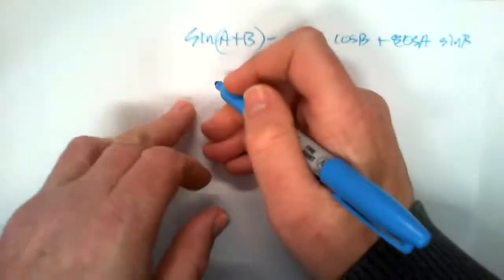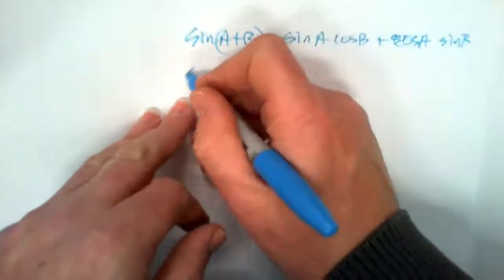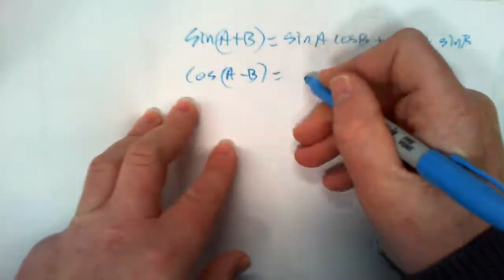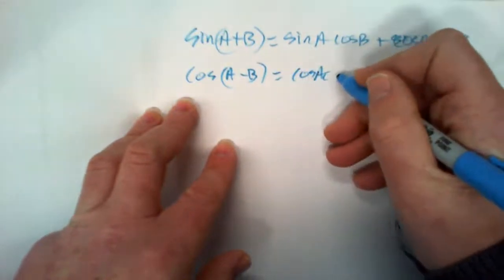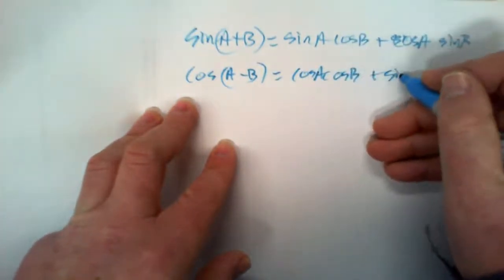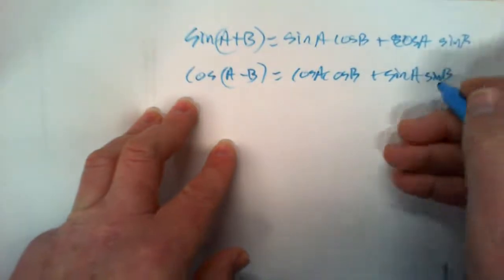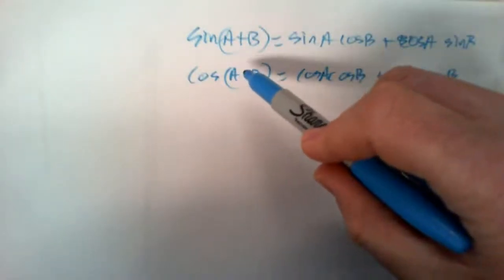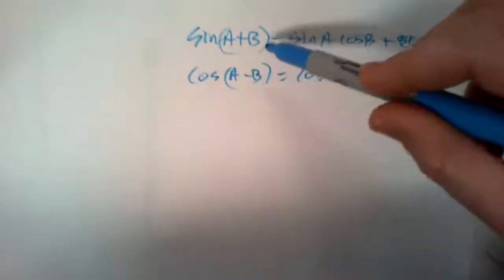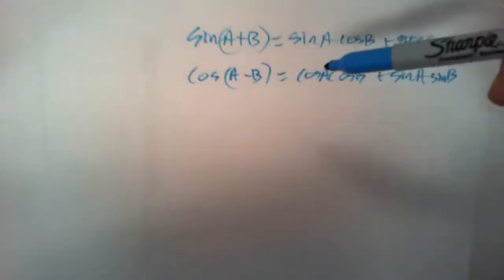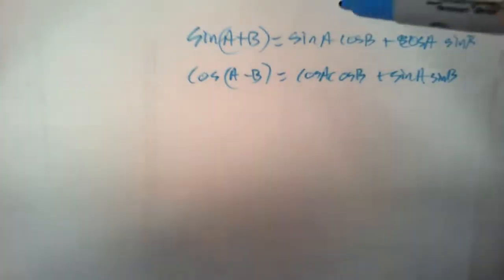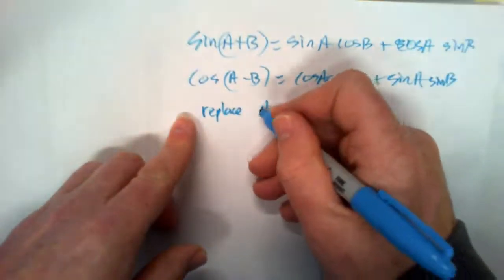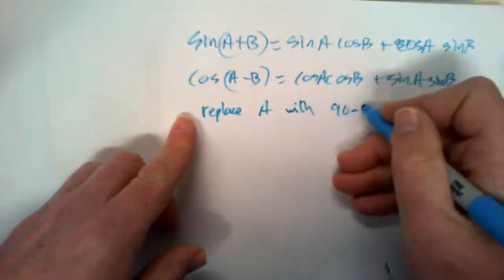Well, listen, to prove that this one's true, let's start with the one we know. We know that this is true: cos of A, cos of B, plus the sine of A, sine of B. So to get this from this, all we have to do is replace the A with 90 minus A. Now go with me on this. So replace A with 90 minus A.